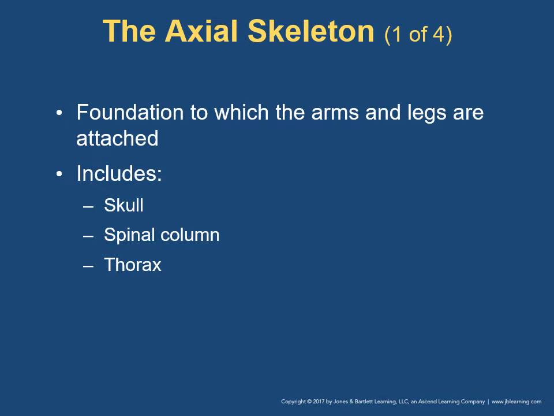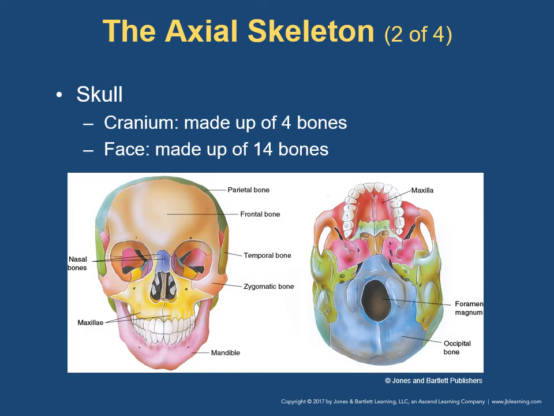The skeletal system is divided into two portions. You have the axial skeleton and the appendicular skeleton. And the axial skeleton is the foundation to which the arms and legs are attached. For the skull, you have the cranium and the face. The cranium protects the brain. It connects to the spinal cord through a large opening at the base of the skull, and this is called the foramen magnum. That is here.